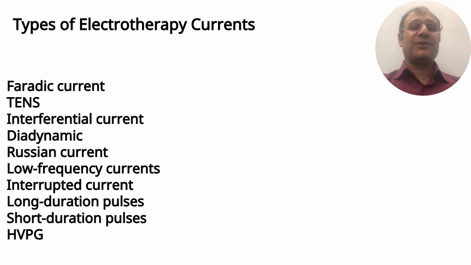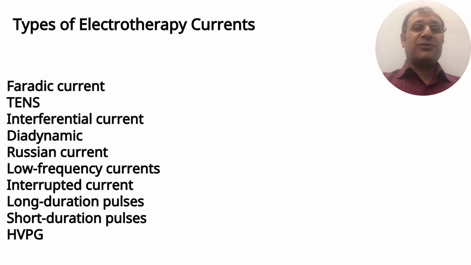Types of electrotherapy currents. Faraday current is used for muscle stimulation, typically applied with short pulses, 0.1 to 1 milliseconds, and frequencies of 30 to 100 Hz. Electrical stimulation of nerves through the skin, or TENS, is used for pain relief, typically applied with high frequency and low intensity. Interferential current is generated by the interference of two medium frequency currents within the tissue.